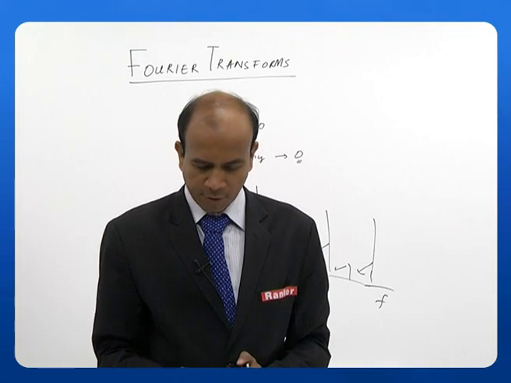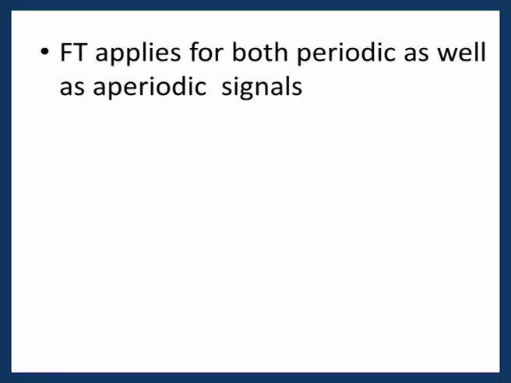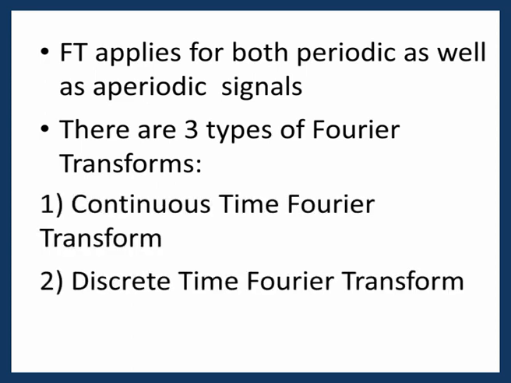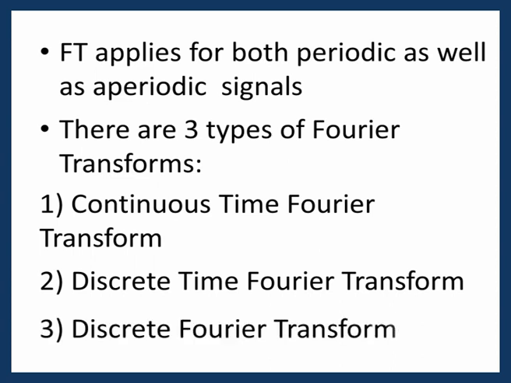Okay, let us go to the next slide. Now, the Fourier transform applies to both periodic as well as aperiodic signals. That means I can apply it to a periodic signal, and also to a signal which is not periodic. Now, there are three types of Fourier transforms. The first one is called the continuous time Fourier transform, which is our topic for this session. Then we have the discrete time Fourier series, then what is called the discrete Fourier transform. These are the different types. Our concentration for the next few sessions will be on the continuous time Fourier transform.